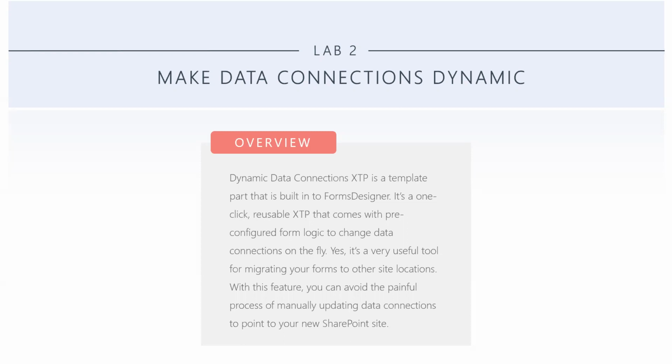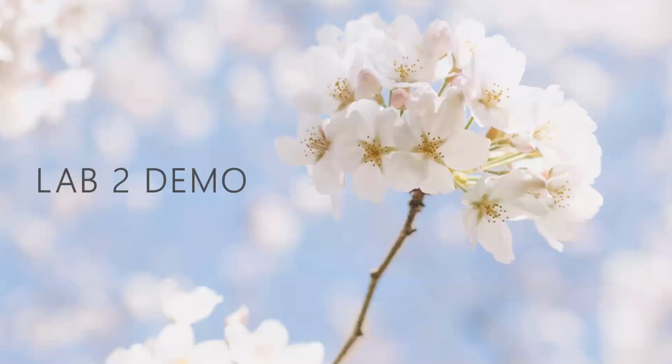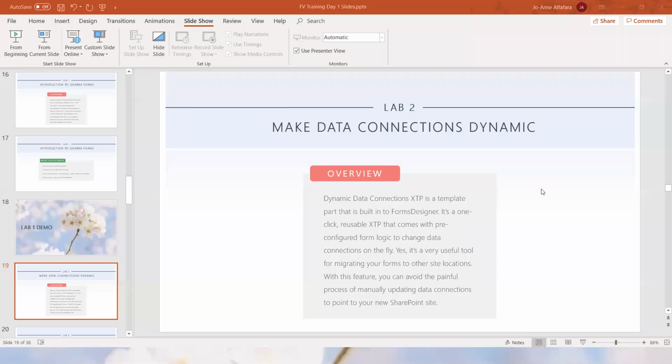I'm really excited. What you'll learn is how to add a dynamic XTP in one click and edit rules. Of course, you need to tweak it a little bit to point to your data connections. And you're going to see in the end how your data connections change URLs on the fly when the form loads. So let's do lab 2.